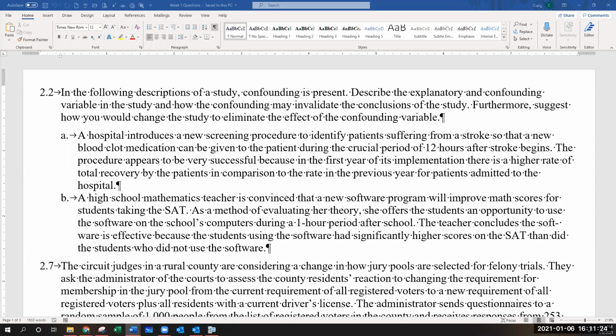To continue on my, let's see. The reason I'm saying it was invalid, a valid comparison cannot be made between the current patients and the previous year's patients because of their differing circumstances. Yeah, and it really comes down to the fact that those who were admitted to the hospital the previous year weren't given this new blood clot medication.